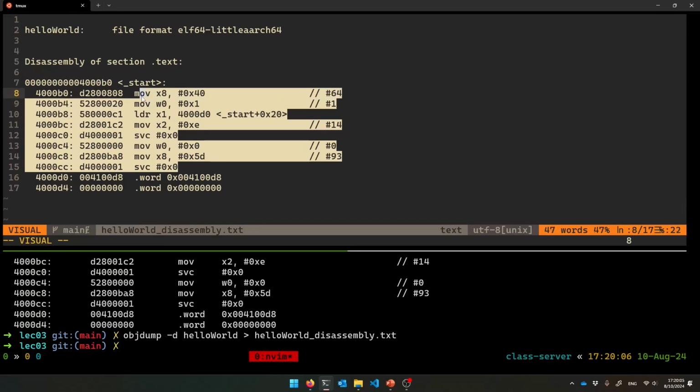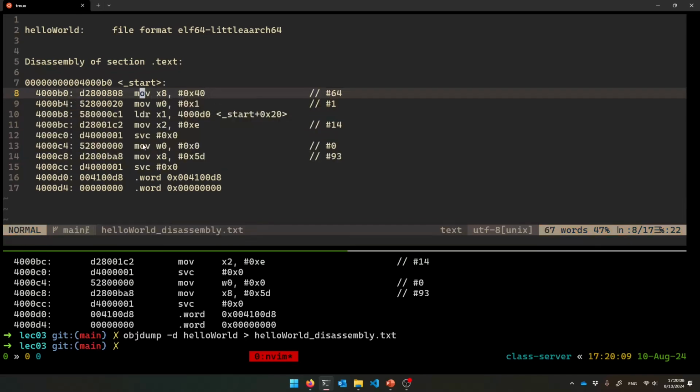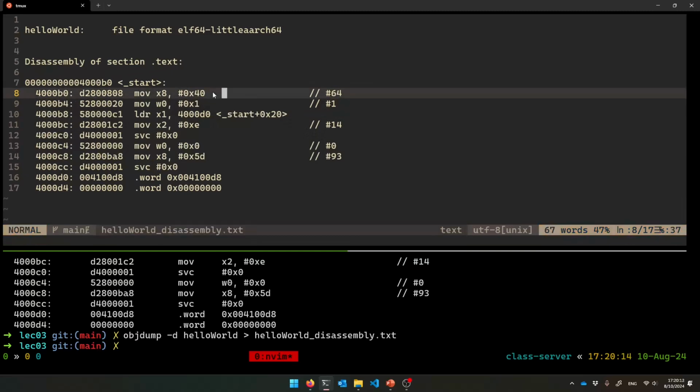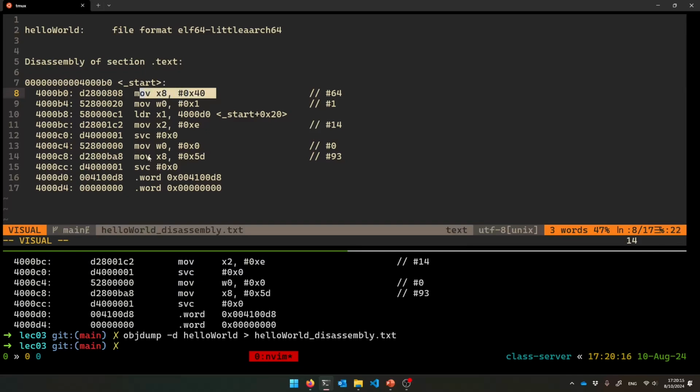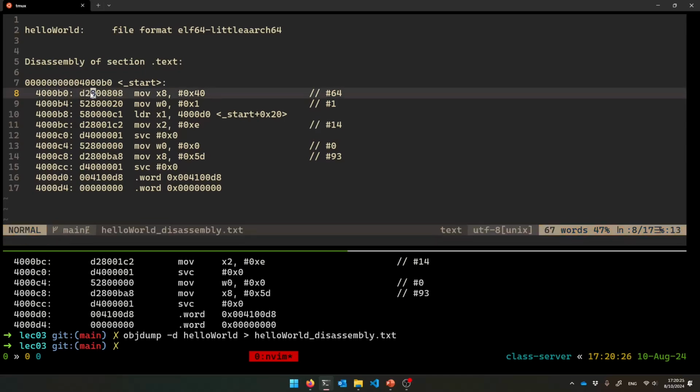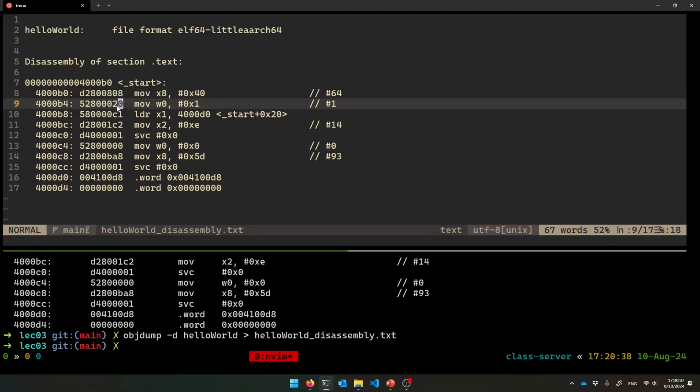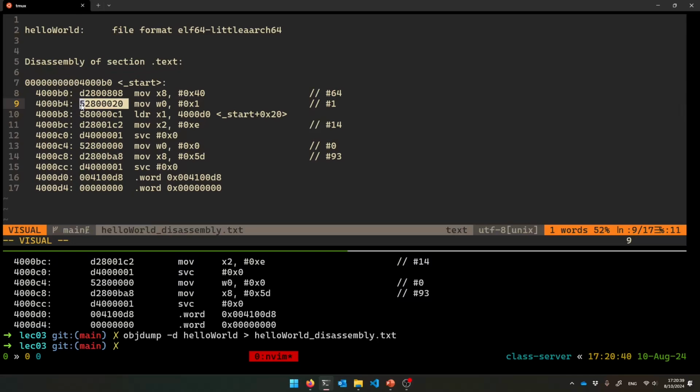And here's what's going on. All of these instructions make up our program. And you see how it converted it to hex. Here's our 64. That's our syscall number for write. And so this move instruction, for example, this is its binary encoding. This is the hexadecimal 32 bits of it. Here's the first byte of the instruction, D2 800808. You see that? So that's our move instruction. And then here's another move instruction. Let's move into a W register this time. And yeah, that's what's going on there.